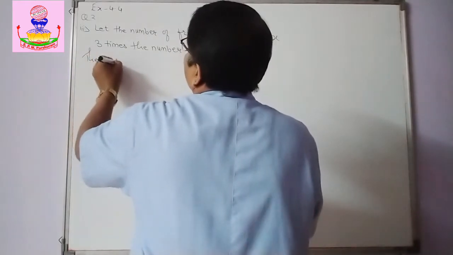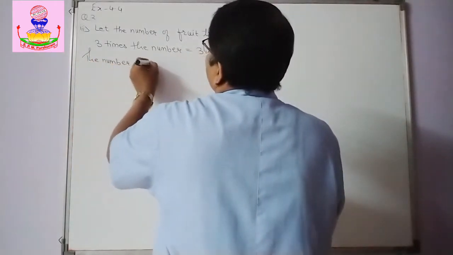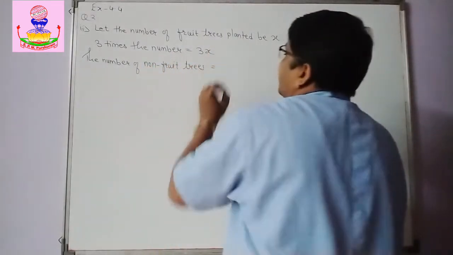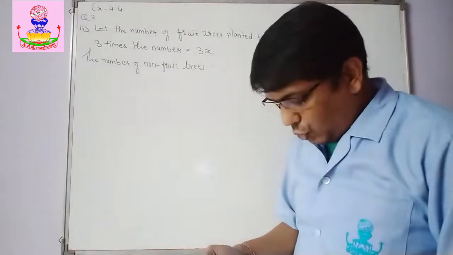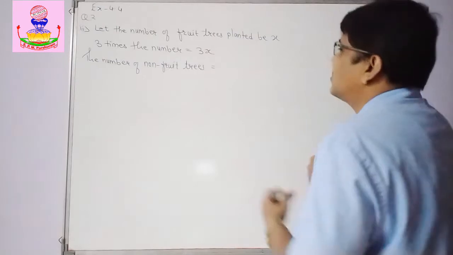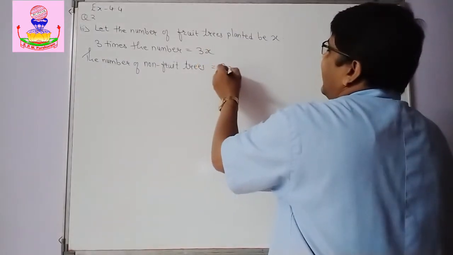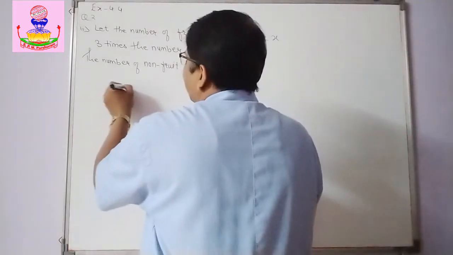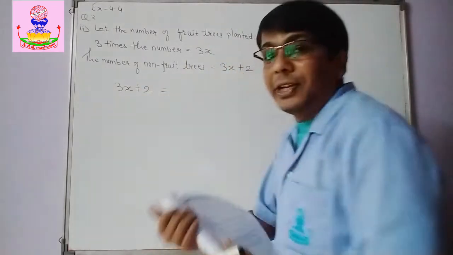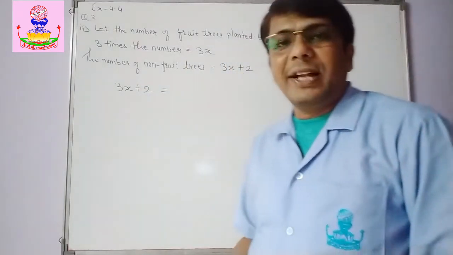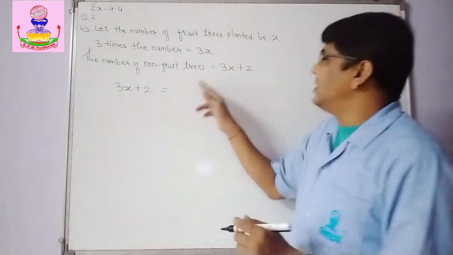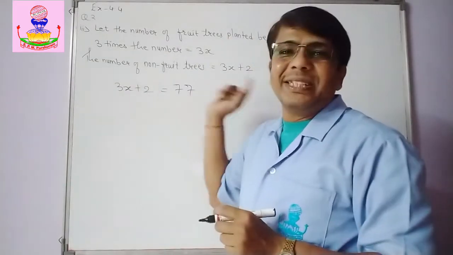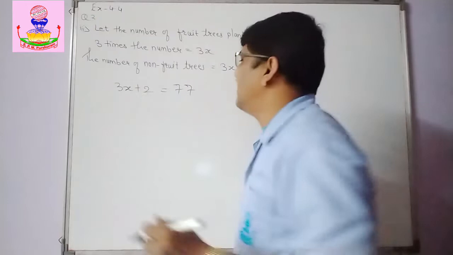The number of non-fruit trees. Okay, so that is equal to, what did he say? It is 2 more than 3 times. So 3x, 2 more than, so that means plus 2. Okay, so now this number is given, 3x plus 2. The number of non-fruit trees planted was 77. So I know this number, it is 77. Now this is plus 2, bring this to this side, it will become minus.